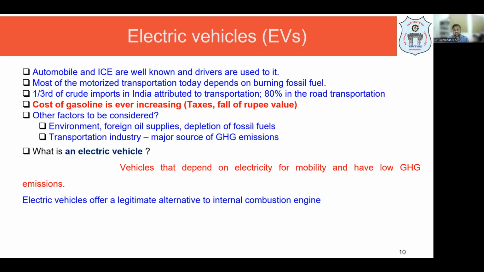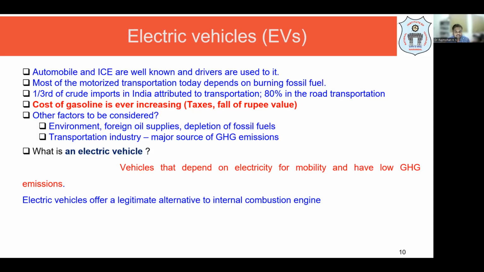And most of this motorized transportation today depends upon burning fossil fuels like petrol, diesel, or natural gas, or CNG, which is also being used in several places in Delhi and Noida, right? And one third of India's crude oil imports is used in the transportation sector only, and of that 80% is in road transportation, other than air, jet fuels and ship driving. Okay, so we all know that the cost of gasoline is ever increasing. We know the taxes and we know the rupee value, because we are paying for the crude oil in terms of dollars. Okay, so I'll discuss that in detail later.